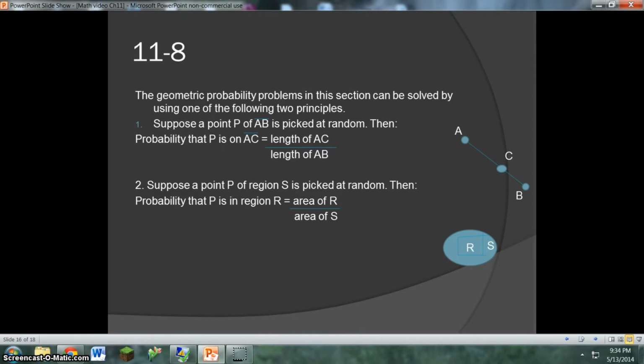Section 11.8. Geometric probability. The geometric probability problems in this section can be solved by using one of the following two principles. 1. Suppose a point P of line AB is picked at random. Then the probability that point P is on line AC equals the length of line AC over the length of line AB. 2. Suppose a point P of region S is picked at random. Then the probability that point P is in region R equals the area of region R over the area of region S.